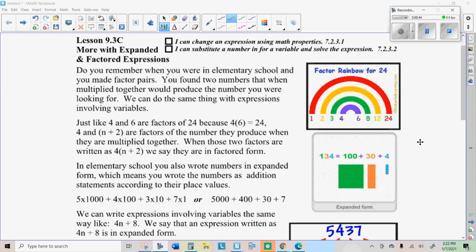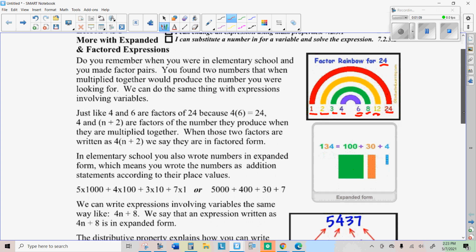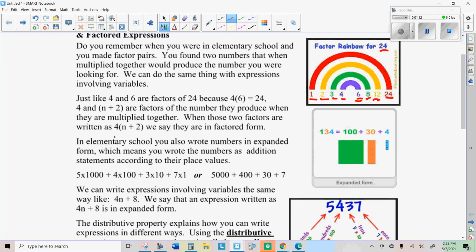Remember that factors are numbers that are multiplied together to equal something, and that factors come in pairs. So to get 24, you can have 1 and 24, 2 times 12, 3 times 8, or 4 times 6. Okay? And expressions also have factors. Like if you have 4n plus 8, that can also be written as 4 times quantity n plus 2.